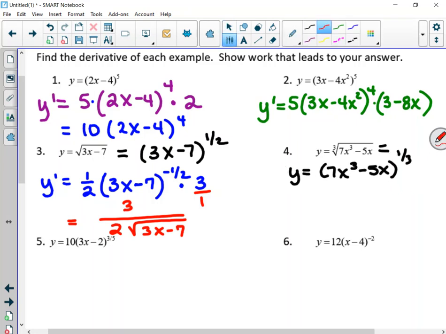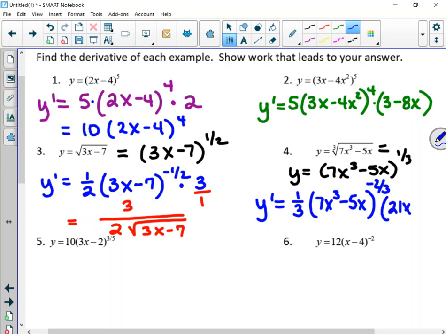Similar kind of construction on number 4. 1/3 comes out front. 7x cubed minus 5x in the parentheses. Negative 2/3 new exponent. Chain rule: 21x squared minus 5.